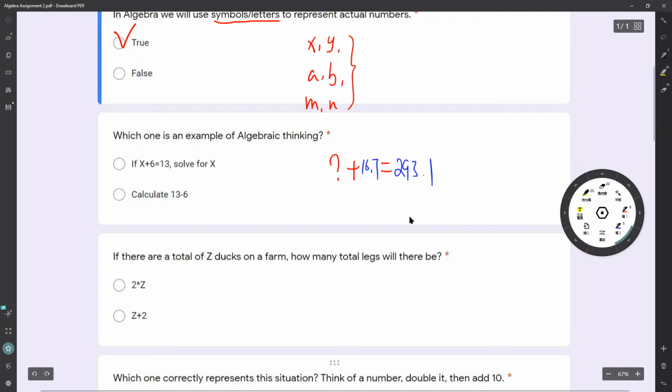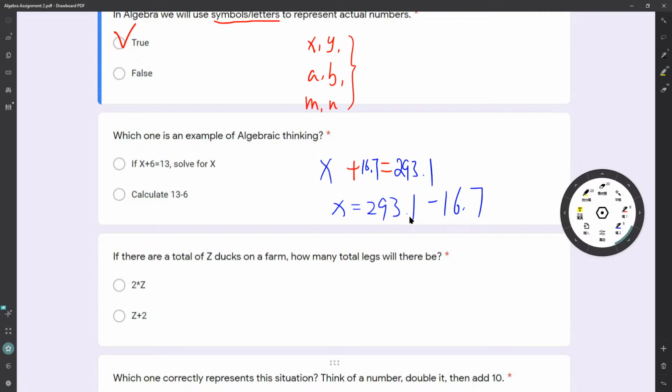So here, by using algebraic thinking, we'll say, okay, this number, I will use a letter. Let's say x. X plus 16.7 equals this number. I don't know what x is, but it doesn't matter. I just need to do one more step, and I can find out the answer. We will explain in more detail how we solve the equations, but I want you to see immediately the power of algebraic thinking. So with algebraic thinking, we need to use letters and symbols.